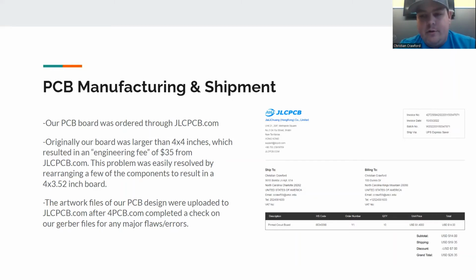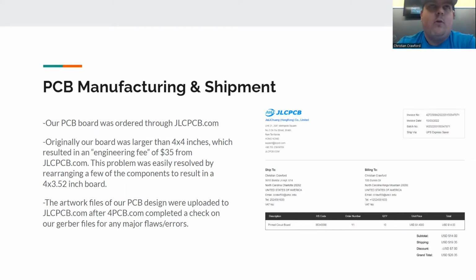We wanted to be able to solder really simply, as there was no size constriction on the board originally. But we noticed when we went through the checkout, there was a $35 engineering fee. And thanks to my team, we were able to discover that was due to the size of the board. We went back in, changed a few things on our design, and were able to remove that $35 fee from the cart. The board size now is 4 by 3.52 inches. The total for the entire order of 10 boards came out to be $26, including shipping.